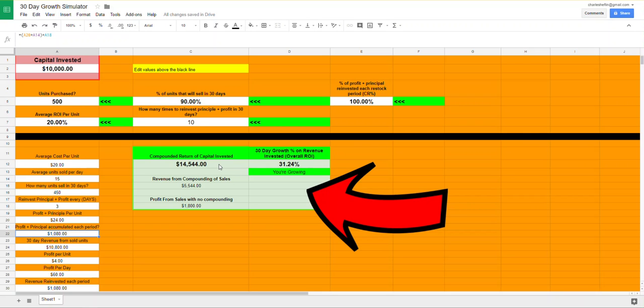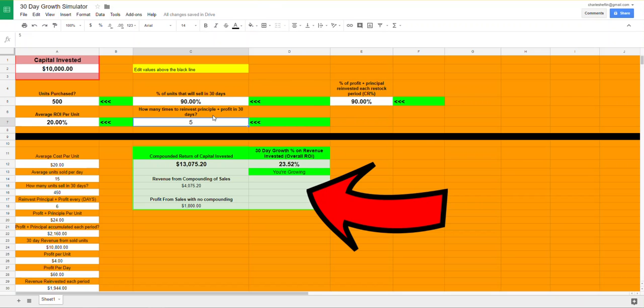So let's watch these numbers down here as we change this. Let's drop this down to, let's say we only were able to spend 90% of that each period on average. We can see we drop from a 31 down to a 24%. And then let's say something happened and you were only able to reinvest 5 times in the month. And you can see how the numbers all correlate to each other and have massive interdependencies.